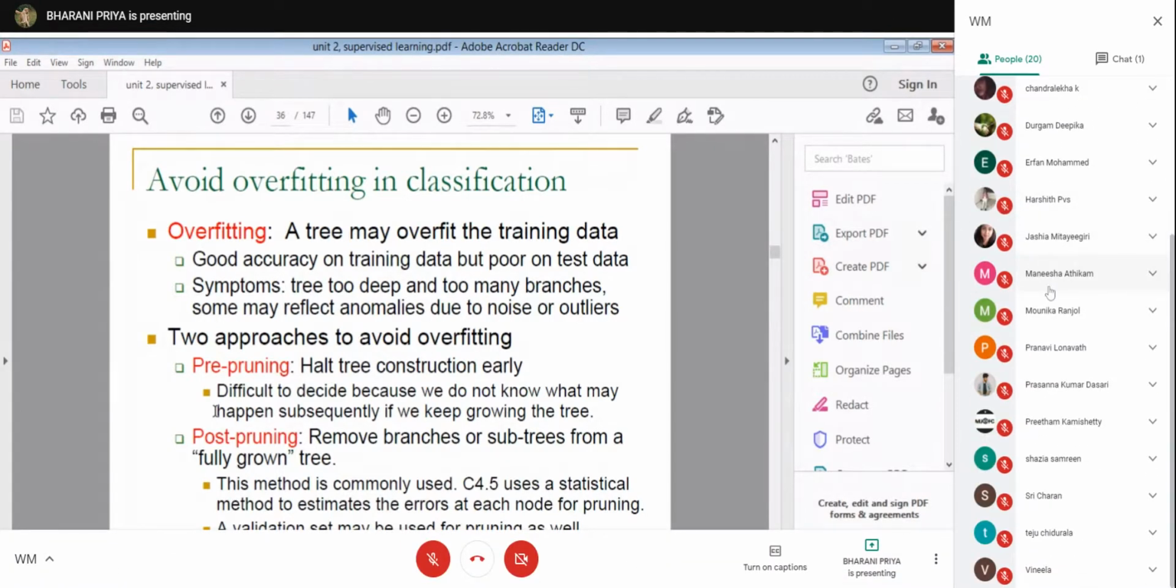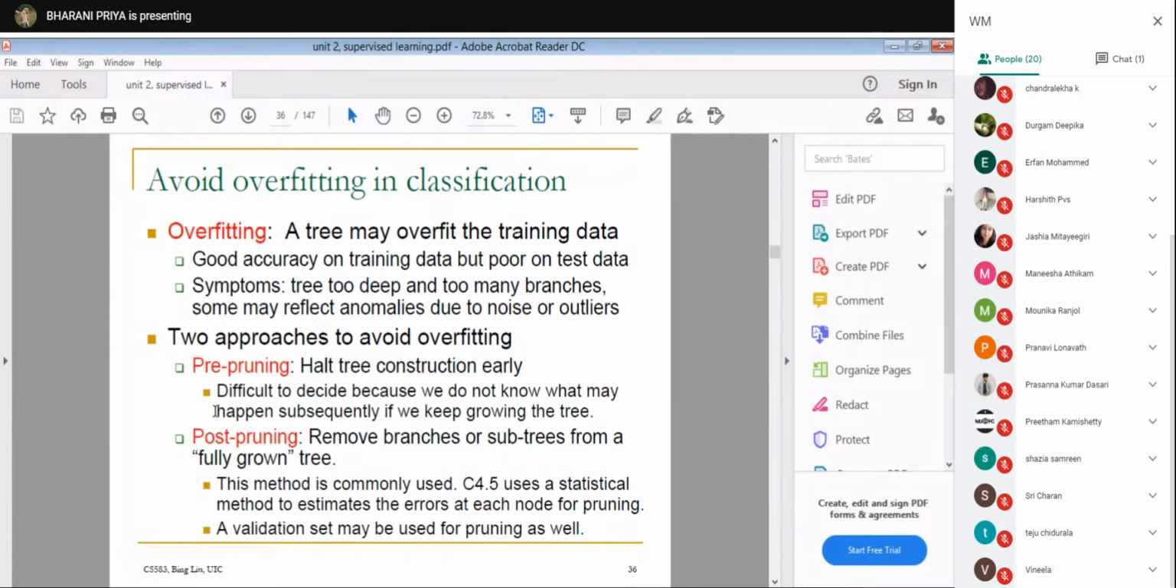In post-pruning, what you'll do is let the tree be constructed and then prune the branches. That is, you will remove some of the branches so as to remove the noisy data.